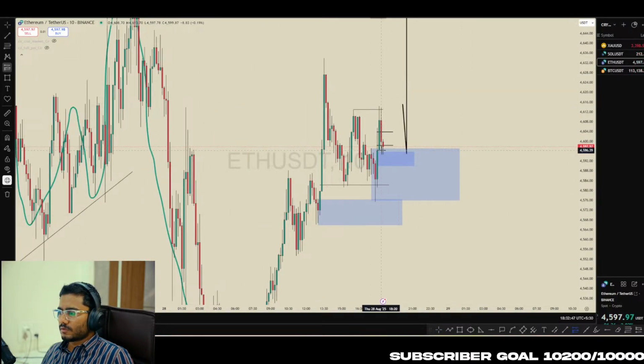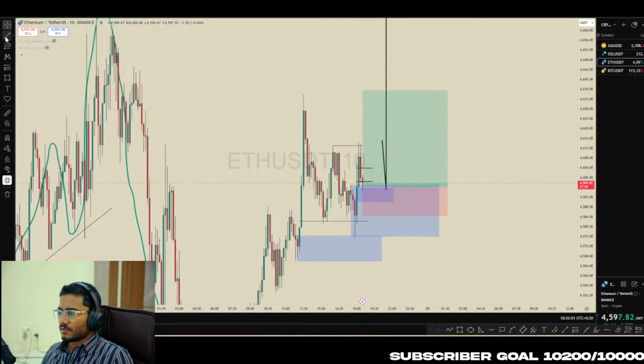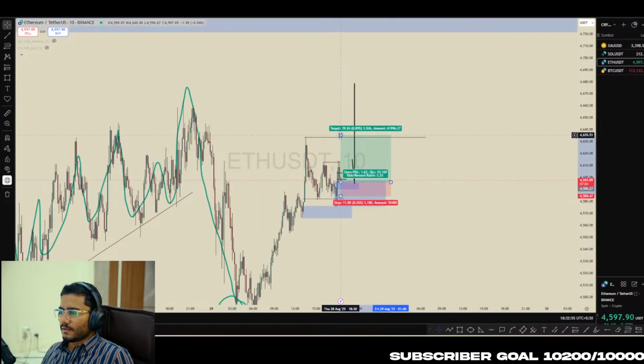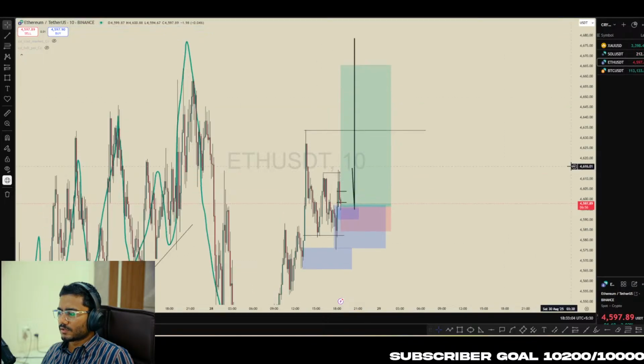So for target, you can target the next high, which is this one. Second target is this, 1 is to 6 and around 1 is to 10. So even if you get this next high, then probably it's 1 is to 6.